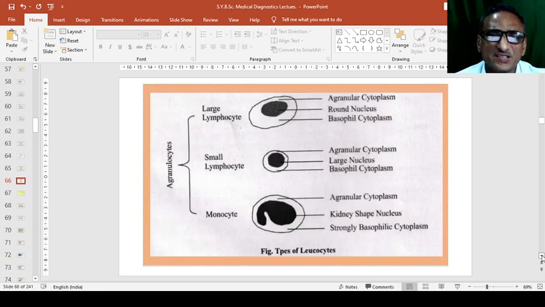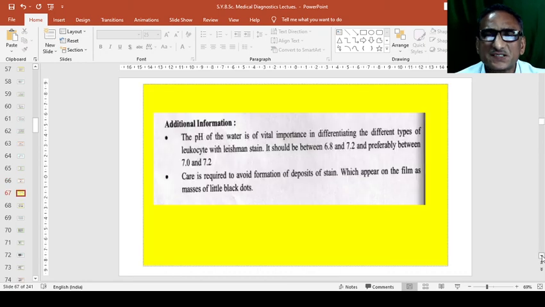In agranulocytes, large lymphocytes, small lymphocytes, and monocytes appear. So a large lymphocyte can be identified from the size of its nucleus, which is comparatively about half or less the size of the cell, whereas the nucleus is larger in a small lymphocyte, and in a monocyte the nucleus is kidney shaped and granules are not there in the cytoplasm, therefore it is called an agranulocyte. And these are the types of leukocytes.